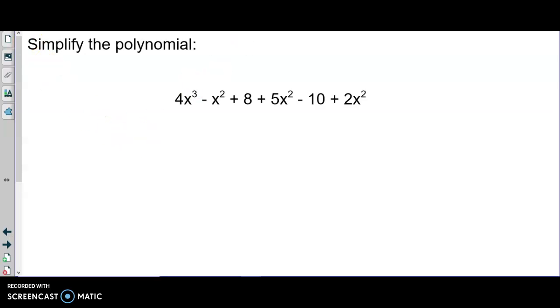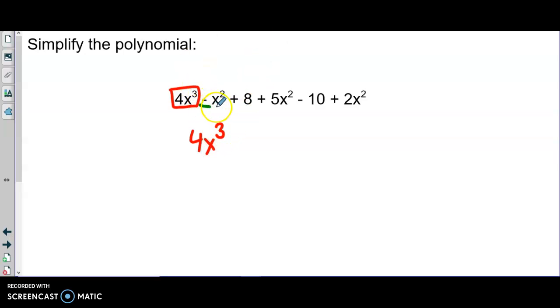All right, we want to simplify the polynomial. So to do this, we're going to have to combine like terms. 4x to the third is the first thing I see, so I'm going to skim and see if there's any other x to the thirds. And there's not, so I'm just going to go ahead and write down 4x to the third.